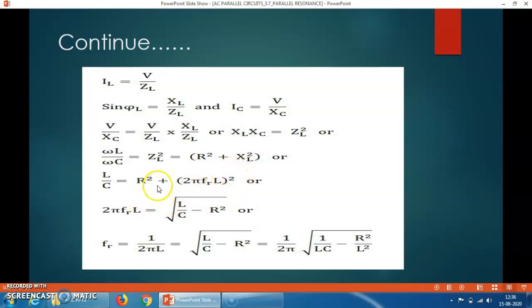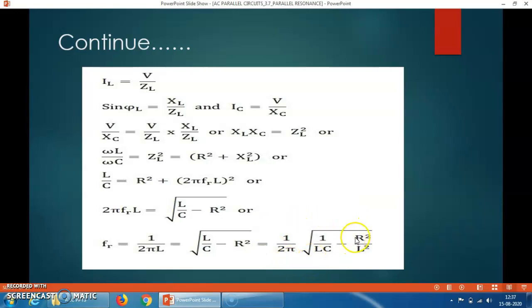Now only rearranging the terms. So 2 pi FR L equals the root of L by C minus R square, because we take it to the opposite side, so a minus sign in front of the R square. So what is the FR? FR is equal to 1 upon 2 pi L root of L by C minus R square. So our equation will be like that: the resonant frequency is 1 upon 2 pi root of 1 upon LC minus R square upon L square.